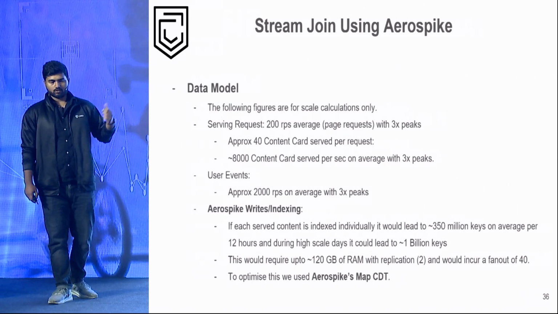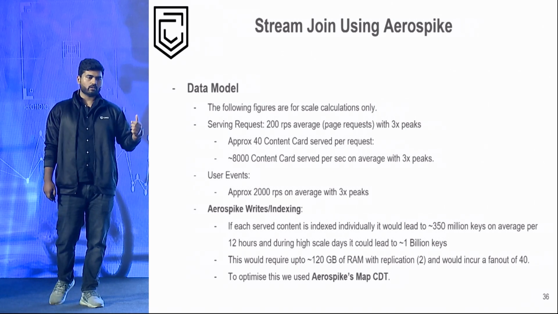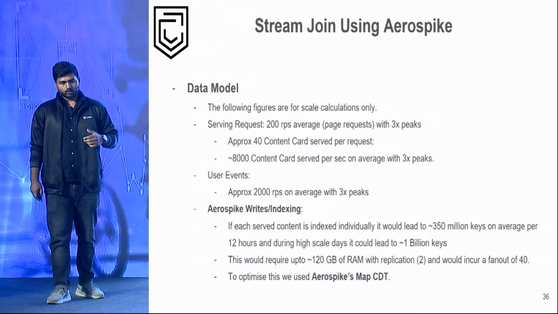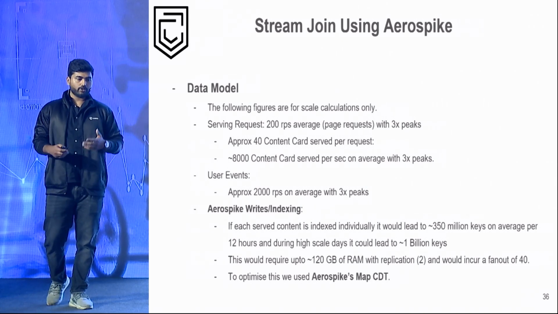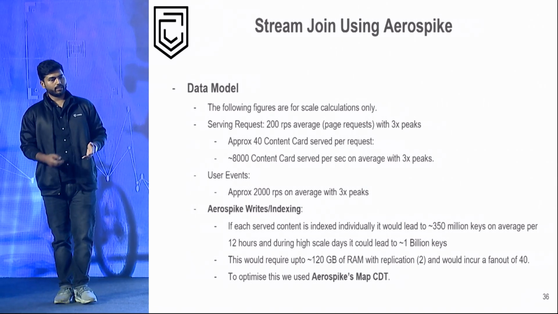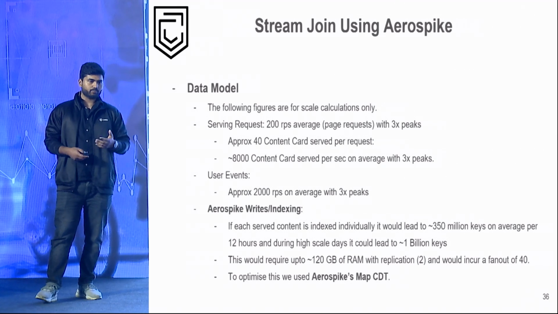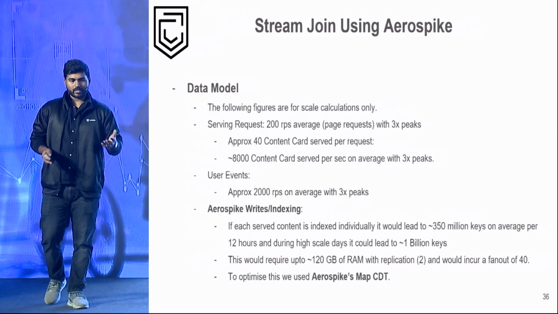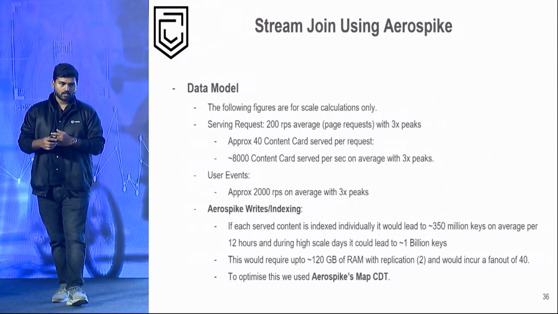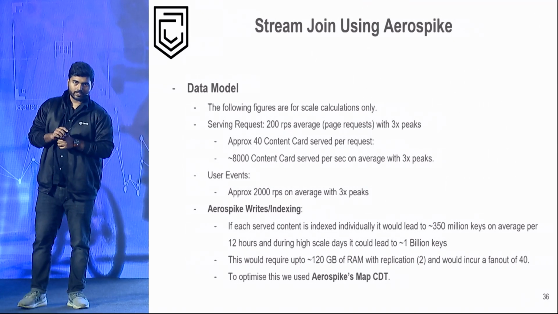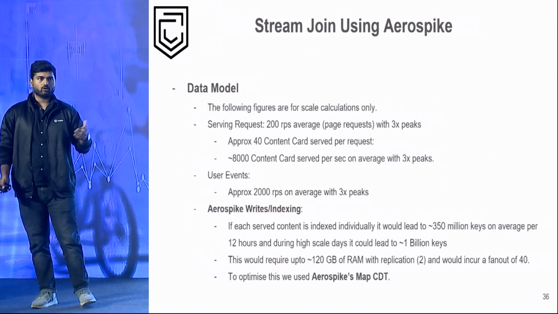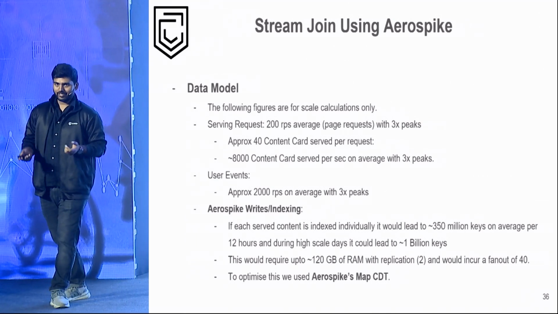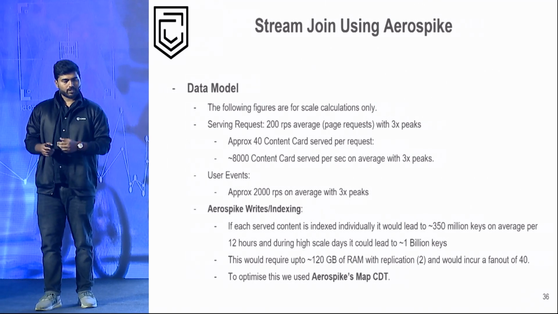The impression rates, or all the user events generated on those content, were around 2,000 to 3,000 on average and 3x peak. If we were to index all the serving events generated per content card getting served, we would have around 350 million keys on average per 12 hours. It could actually grow to 1 billion on a high scale day. That would require around 120 GB of RAM with replication. Doable with Aerospike, but a bit costly.